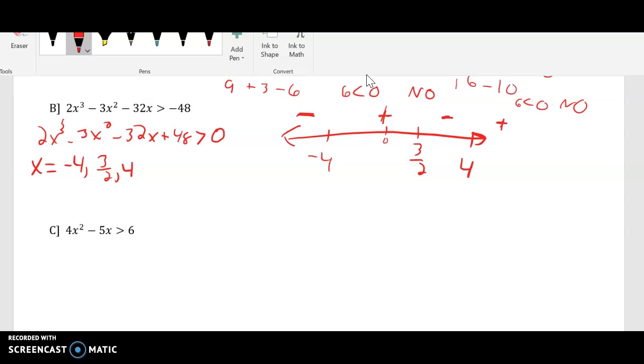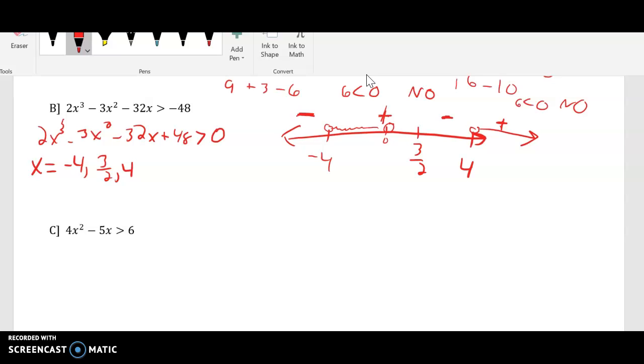So what are we trying to make it, positive or negative? What is our solution? These all can't be answers. So we are looking for bigger than 0. So our answer is from here to here, and then from here forever this way. So those are our 2 solutions.